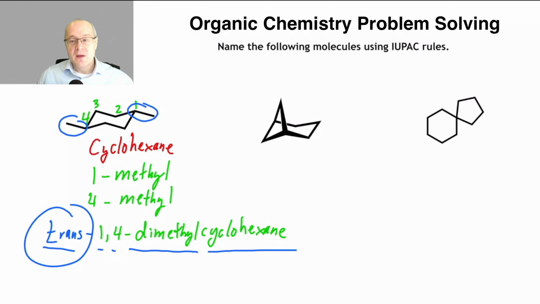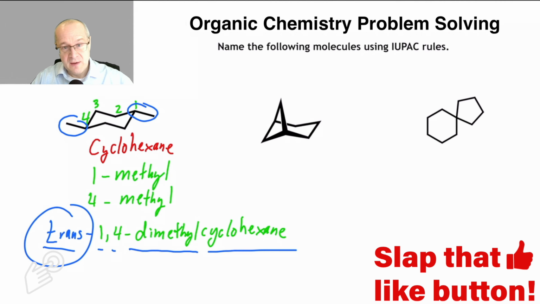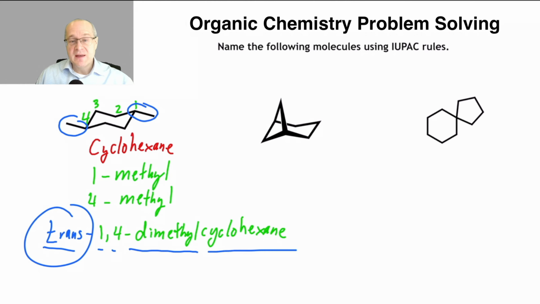So let's do the center one. So now we have a bicyclic system, and bicycles are always named the same way. It's going to be bicyclo, open square bracket, 3 different numbers separated by periods, close square bracket, and then the root name of the bicycle. So the first thing you have to do when you have a bicyclic system is count the total number of carbons that are involved in the bicyclic system. So here we have 1, 2, 3, 4, 5, 6, 7. There's 7 total carbons in the bicyclic system. So that's a heptane.